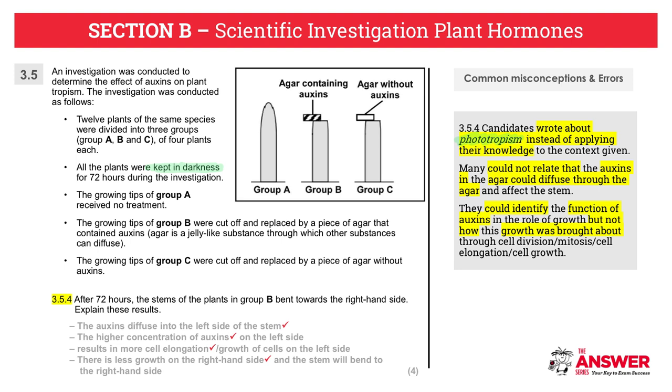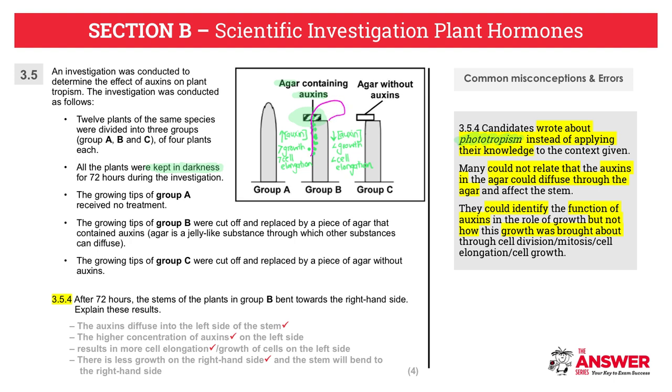So what candidates needed to understand is that the auxins were placed inside the agar, and you can see that it's placed off-center on the tip of the stem. Now, auxins always diffuse downwards, which means that if they diffuse directly down, there's going to be a higher concentration of auxins on the left side of the stem. As auxins contribute to cell elongation, there's going to be more growth, more cell elongation on the left side of the stem. So basically, the entire plant will bend towards the right side.